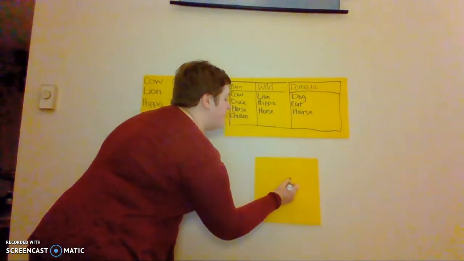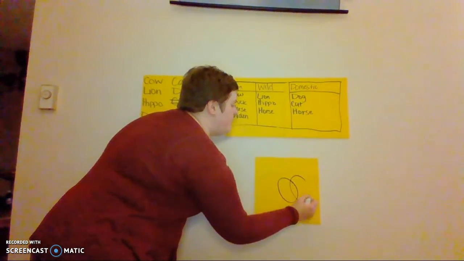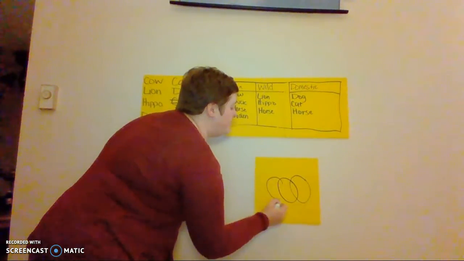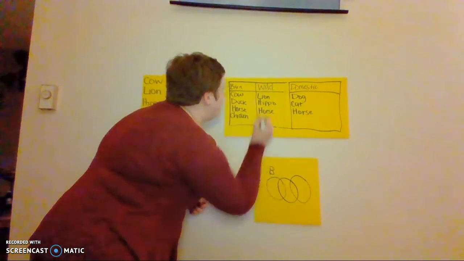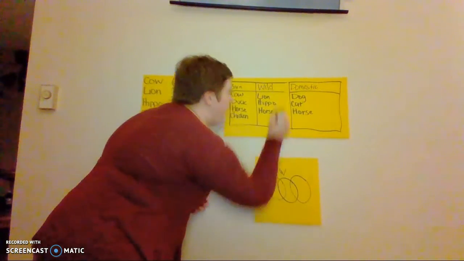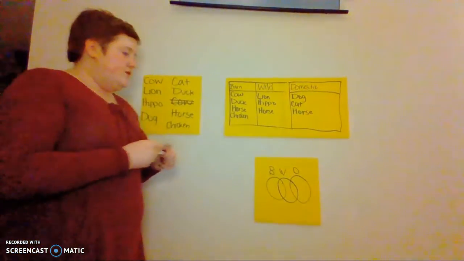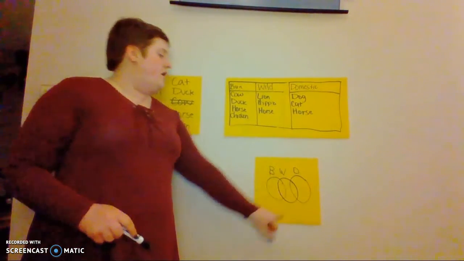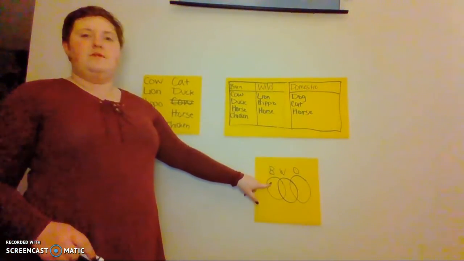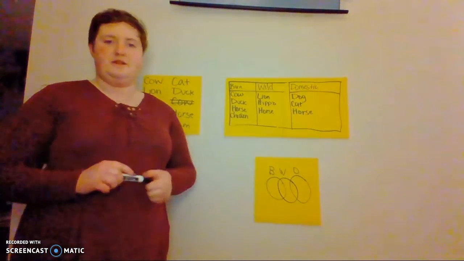So I would put one in the middle, okay, and then I would put two more on the sides. I would label one with a B for barn, one with a W, and one with a D for domestic. I would explain too that each of the outer bubbles that do not cross are the ones for the differences, and in the middle is where all the similarities are.